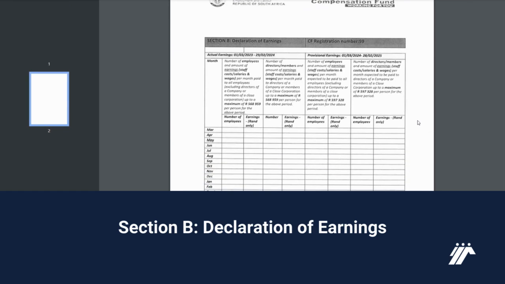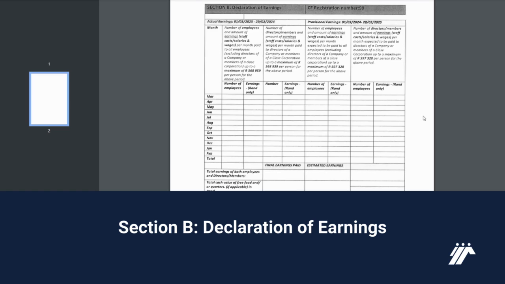And then section B, which I think is probably the most important section, this is the declaration of earnings. Can you please explain this section to us? Okay, perfect. As I did mention earlier, at the top left there's actual earnings, and at the top right there is provisional earnings. The actual earnings is basically what has happened or is happening from the 1st of March 2023 to the 28th of February 2024. That is the actual. How many employees do you have? How much you are paying them from March last year to February this year.